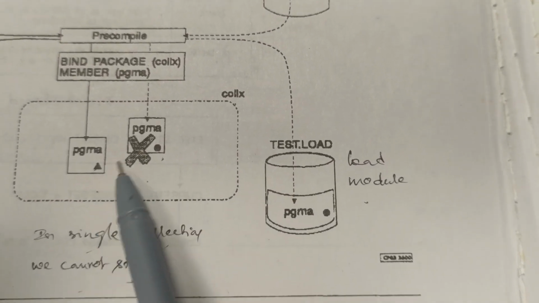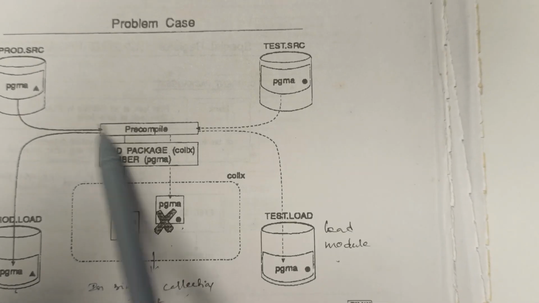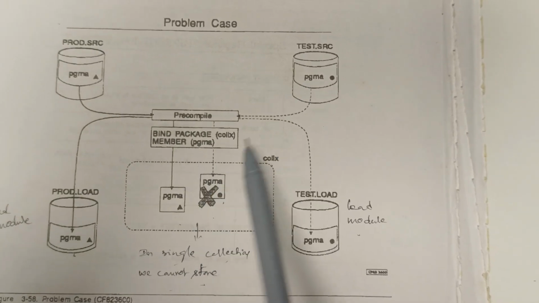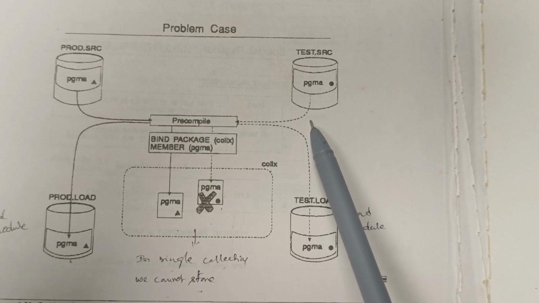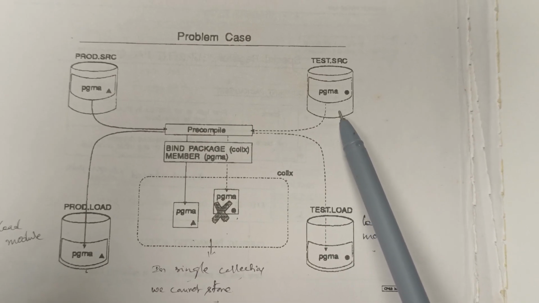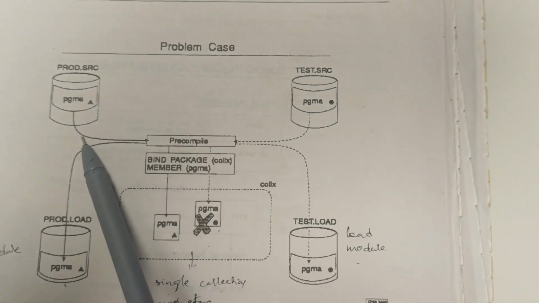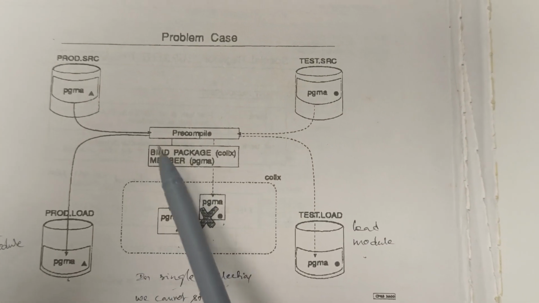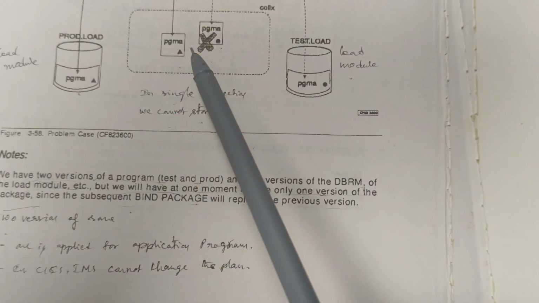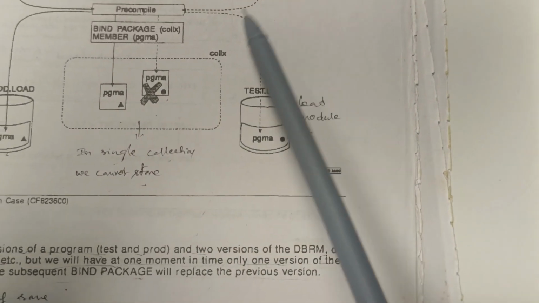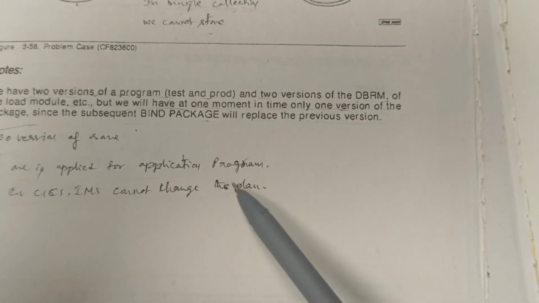If you give a bind package for a test version and a production version, only the production version will override, and the test region version will not be taken. Only the latest version of the production package will be taken here. The test region version of the package will not be considered here.